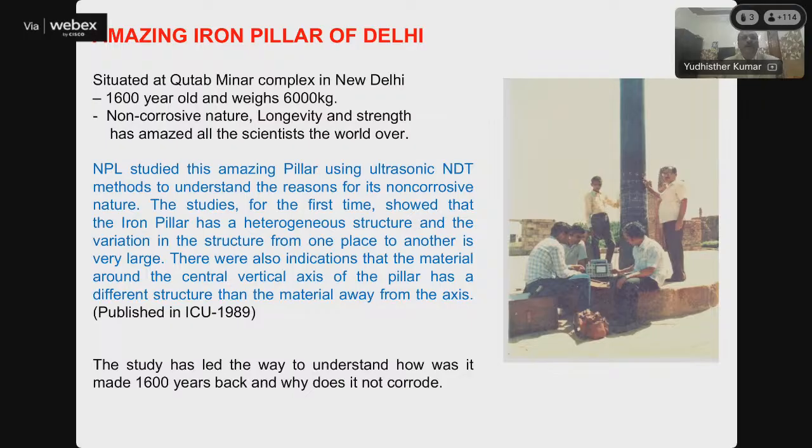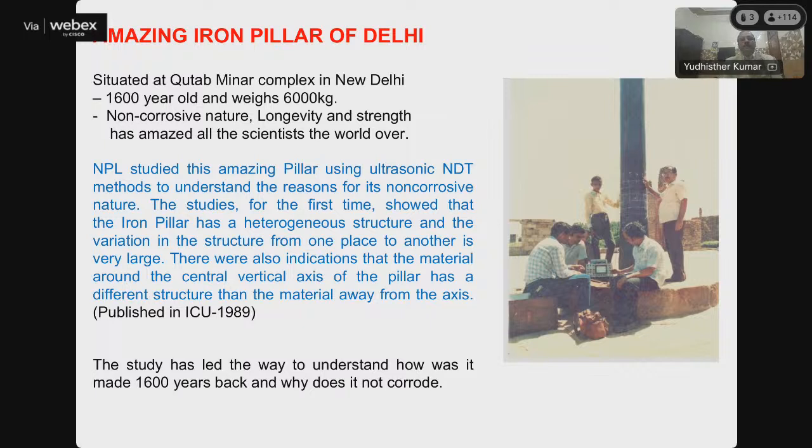It is situated at the Qutub Minar complex in New Delhi. It is 1600 years old and weighs about 6,000 kilograms. It has a non-corrosive nature. Its longevity and strength have amazed scientists the world over. Some people from the metallurgy side have tested its composition by extracting samples from the bottom side, which is submerged in the earth. But that is destructive testing. We have studied the pillar using the ultrasonic NDT method to understand the reasons for its non-corrosive nature.